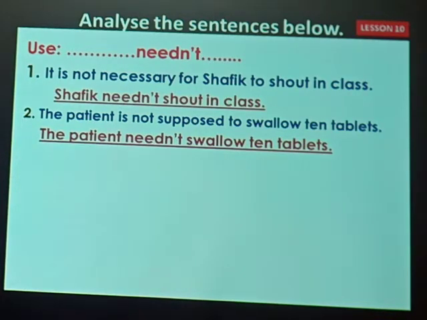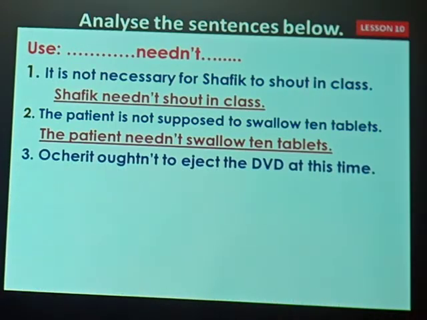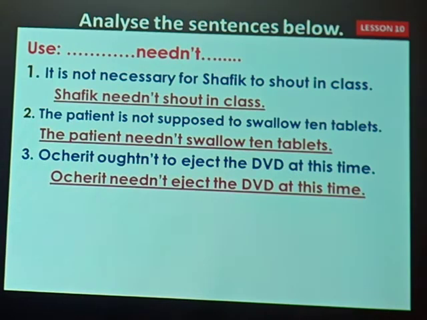Then, we have another example, and this is, Ocherit oughtn't to eject the DVD at this time. I'm sure each of you knows what a DVD is. A DVD is a digital video disc. So, Ocherit oughtn't to eject the DVD at this time. Advise Ocherit using needn't. So here we shall say, Ocherit needn't eject the DVD at this time.